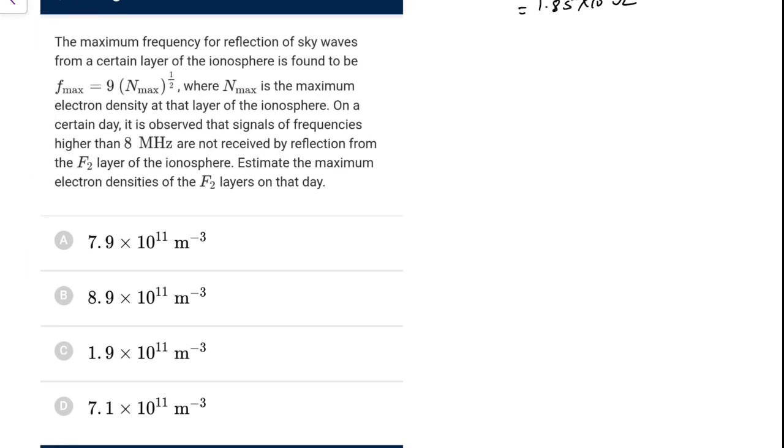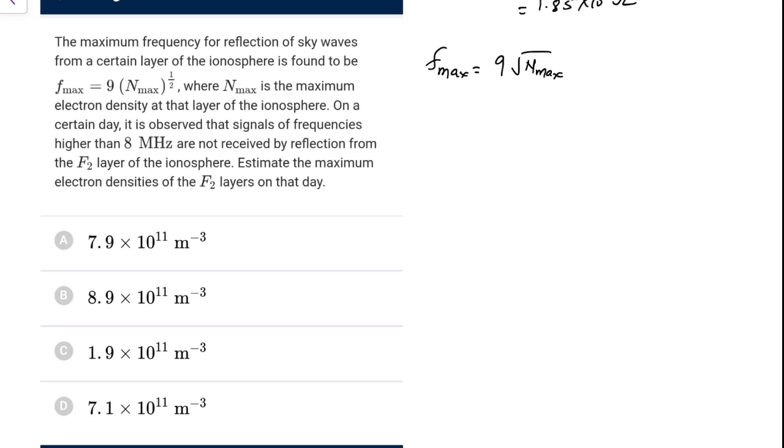Next, the maximum frequency for reflection of a sky wave for a certain layer of the ionosphere is found to be f max is 9 root n. That is a standard result. You know f max is 9 root n max. N is the density, whatever is given, that usually I tell you, and you must have seen in the revision video for communication. If you have not seen, please see it.